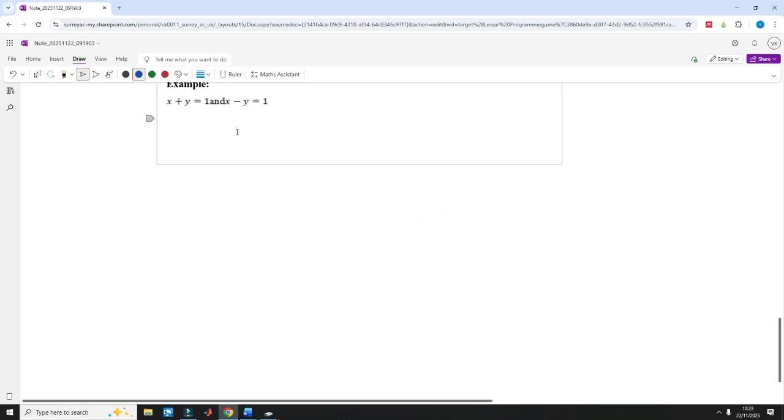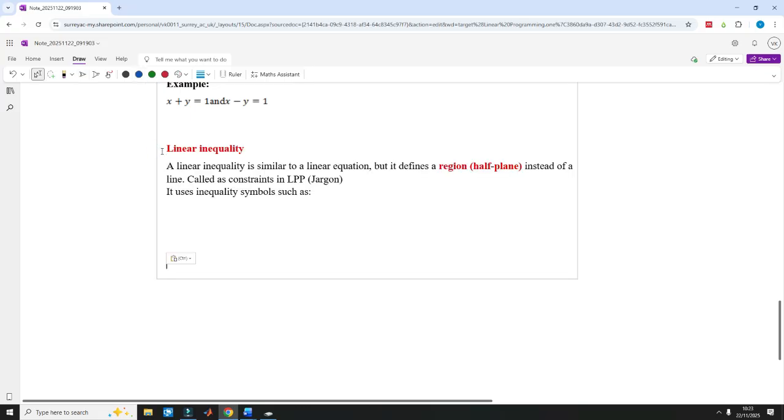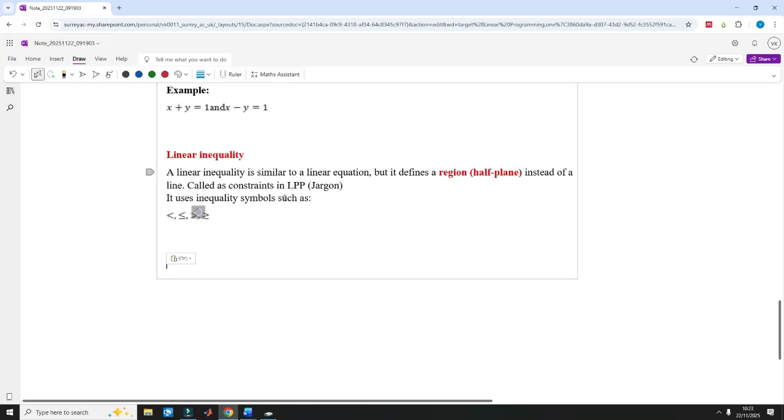Next thing that you should learn is something called a linear inequality. So what do you mean by that? This is something similar to linear equations. A linear inequality is almost similar to a linear equation, but it defines a region, typically a half plane, instead of a line. So what do I mean by that?